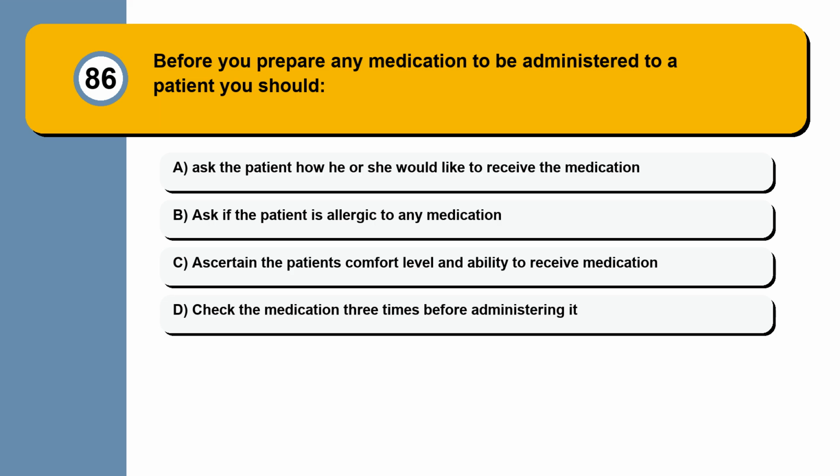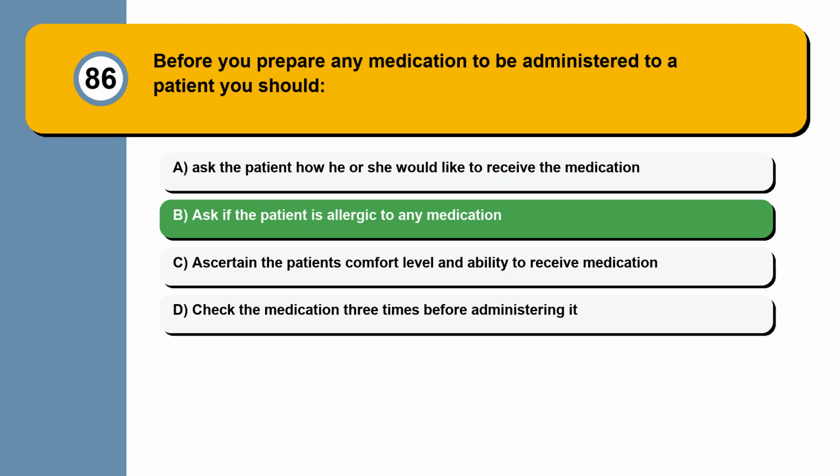Question 86. Before you prepare any medication to be administered to a patient, you should. Here are your options. Option A, ask the patient how he or she would like to receive the medication. Option B, ask if the patient is allergic to any medication. Option C, ascertain the patient's comfort level and ability to receive medication. Option D, check the medication 3 times before administering it. The correct answer is option B, ask if the patient is allergic to any medication.